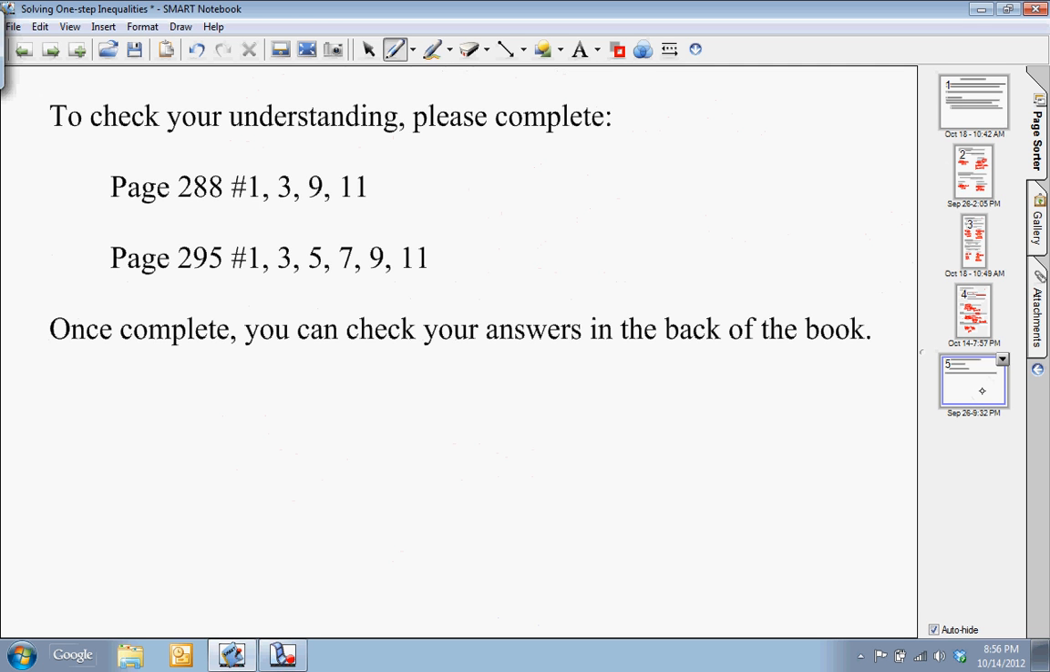For homework, to finish this lesson and to check your understanding, please complete the following examples. Once you complete those, you can check your answers in the back of the book, and hopefully you'll be prepared for tomorrow's lesson.